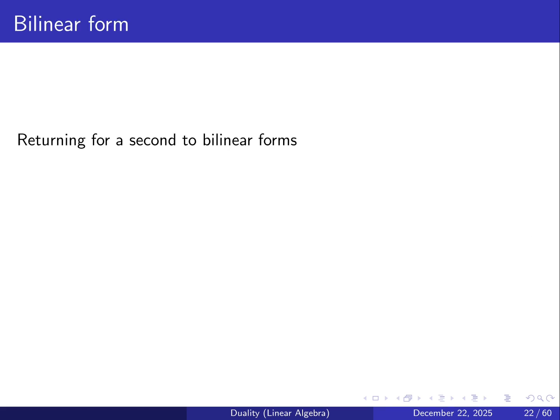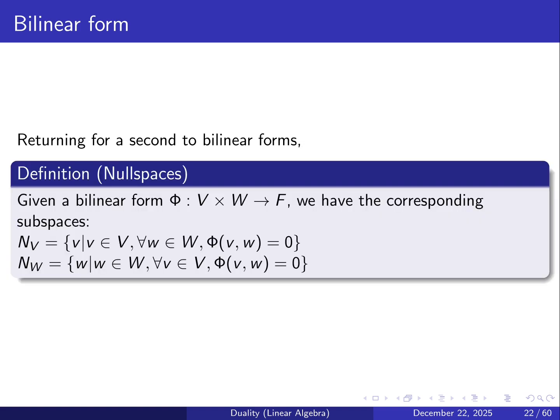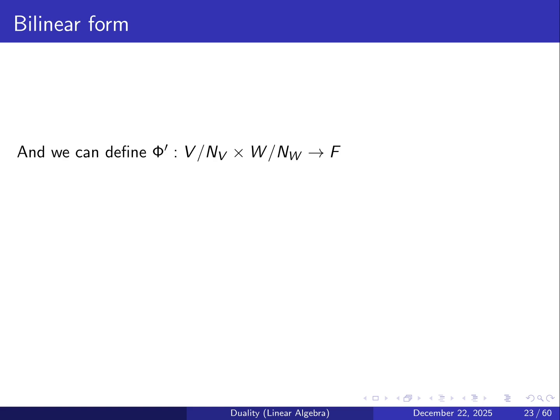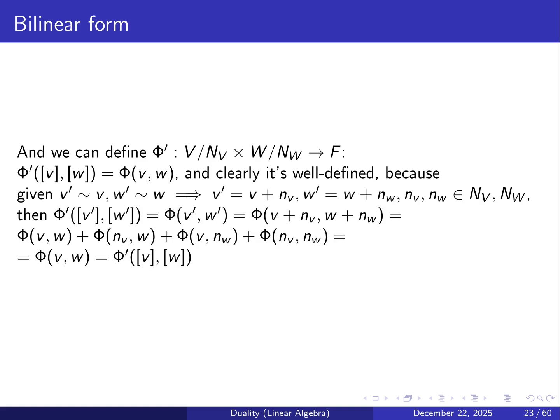Now returning for a second to bilinear forms, given a bilinear form phi from V times W to F, we have the corresponding subspaces N_V and N_W, formed by all vectors v such that for all w, phi(v, w) is equal to 0, and the same for N_W. Now, similarly to the first isomorphism theorem, we can define phi prime from V quotient N_V times W quotient N_W to F as follows, and clearly it is well defined by the following argument.